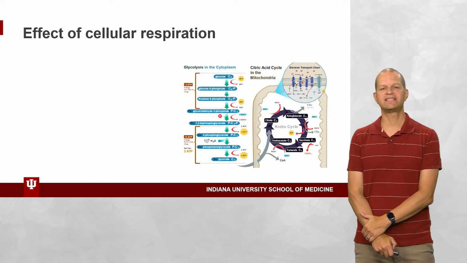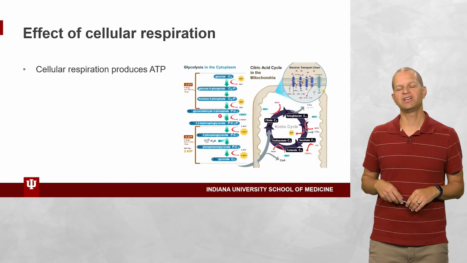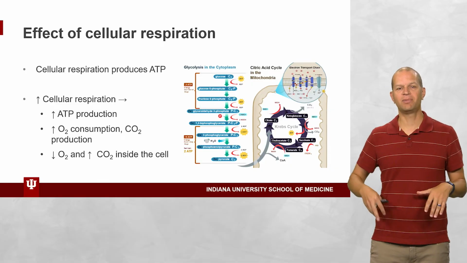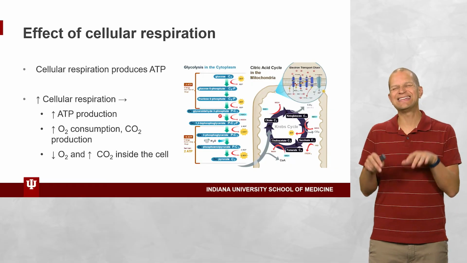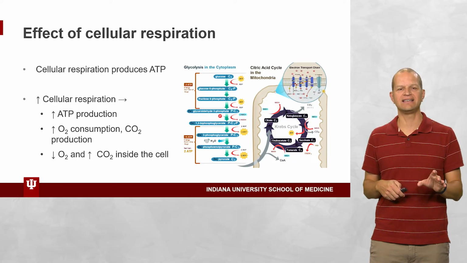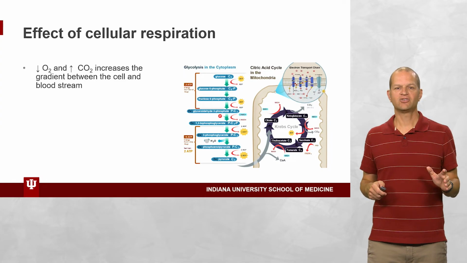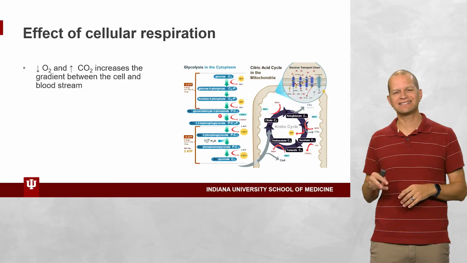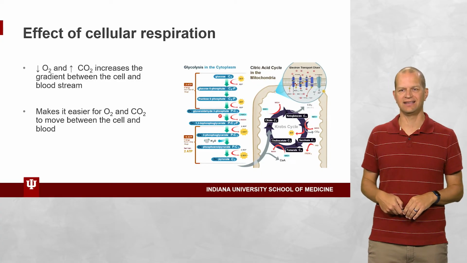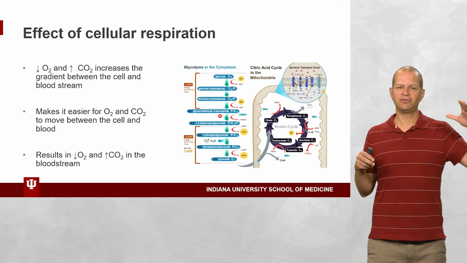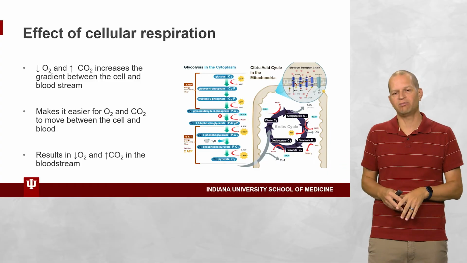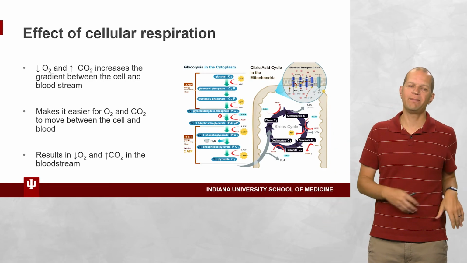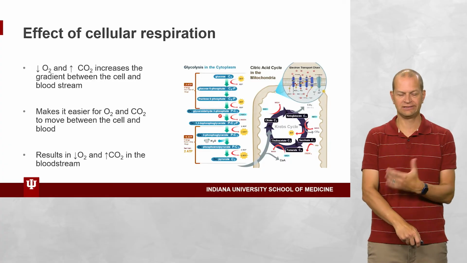So this leads us to cellular respiration. Remember, cellular respiration is how we produce ATP. And so when we produce ATP, we're using more oxygen, but we're also producing more CO2. And so inside the cell, we'll actually have low oxygen and high CO2. As a result, we've got bigger gradients, and so this will make it easier for oxygen to enter the cell and easier for carbon dioxide to exit the cell. And so as a result, there's lower oxygen in the bloodstream and higher CO2 in the bloodstream. But the nice thing is this is all going on the venous side of things, so it's not a big deal. We'll get it back to the lungs and everything will be back to normal, assuming everything is normal.